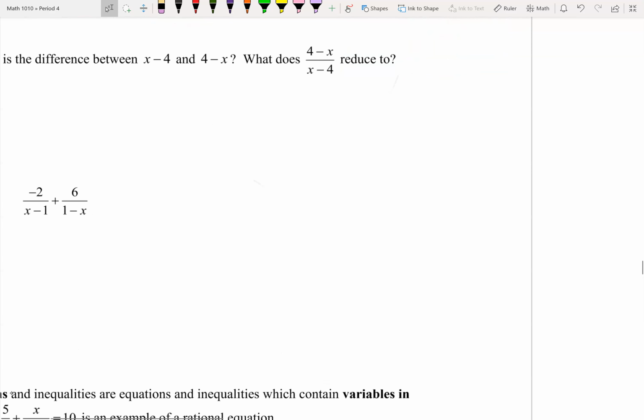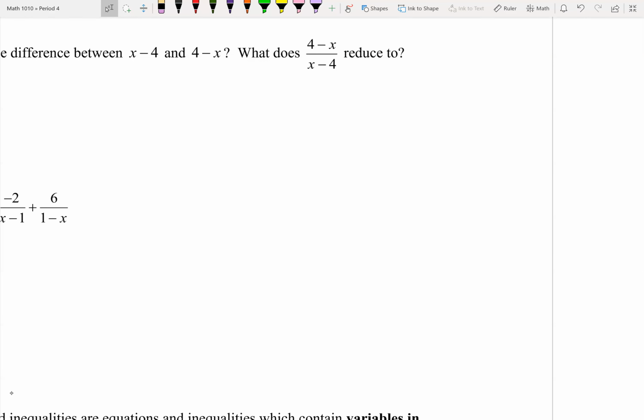Question 5. What is the difference between x minus 4 and 4 minus x? They look very much the same, right? Everybody write down, which one looks weird? X minus 4 or 4 minus x? The 4 minus x, right? So let's write it down. 4 minus x. First of all, the variable usually comes first, so let's write it as negative x plus 4. And now it looks weird because you have a negative in front of it, right?